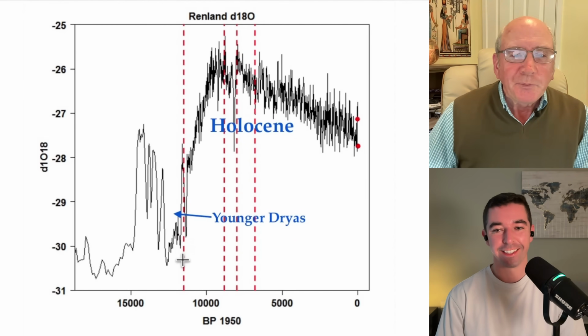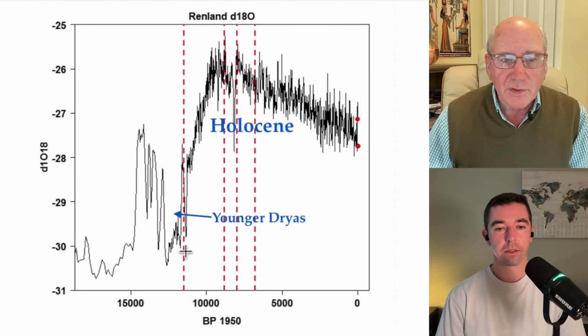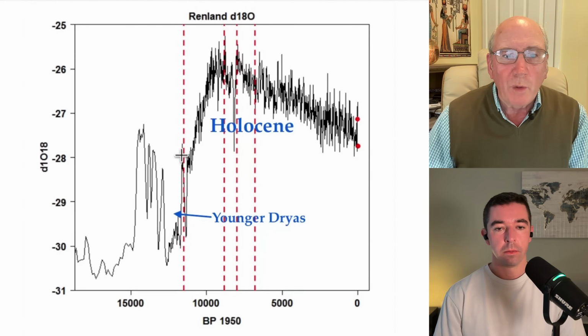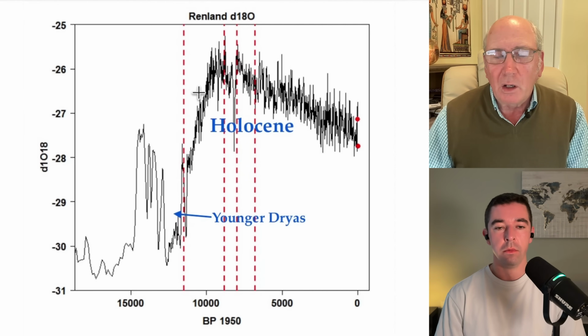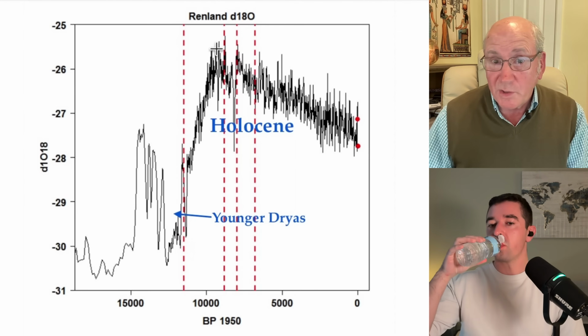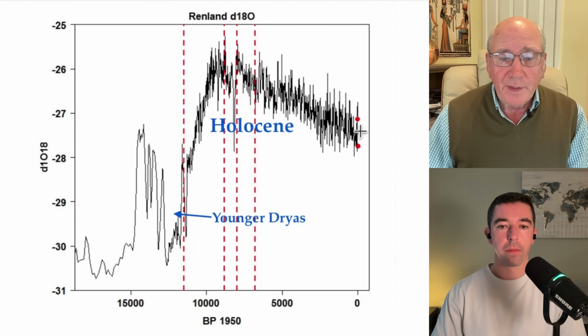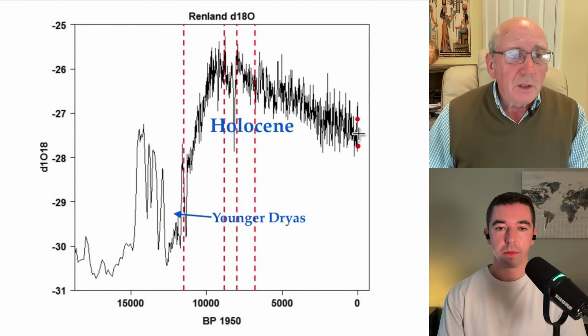And then the Younger Dryas, it finally fizzled out after 1,000 years, and suddenly we got this warming again, and we were back into the Holocene, up to the Holocene maximum, about 9,000 years ago when it was warmest, and we've been cooling ever since. And this is us now.